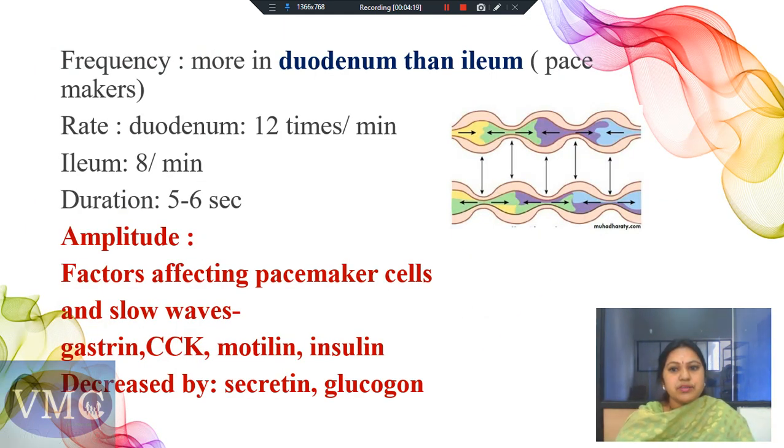So the frequency of these contractions is higher in the duodenum than in the ileum, where the pacemaker is also present. The rate in the duodenum is 12 times per minute, and in the ileum it is 8 per minute. The duration lasts for about 5 to 6 seconds. But the amplitude, or the strength, of the contractions is altered by hormones affecting the pacemaker cells and the slow waves. These are gastrin, cholecystokinin, motilin, insulin, secretin and glucagon.